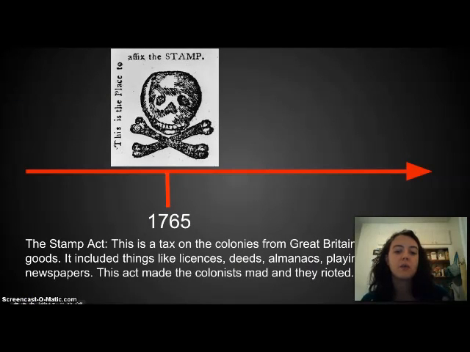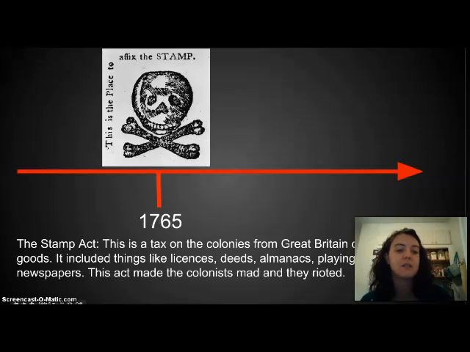Now, obviously, we weren't getting enough money to pay for the war and maintain all those British troops in the colonies, because that's the second reason for taxes. The first one was to gain money to pay for the war. The second reason was to make sure that they could maintain their British troops in the colonies. And so we add on to that the Stamp Act. This tax was for paper products like licenses, deeds, almanacs, playing cards, and newspapers, and made the colonists mad, and they ended up rioting about this.